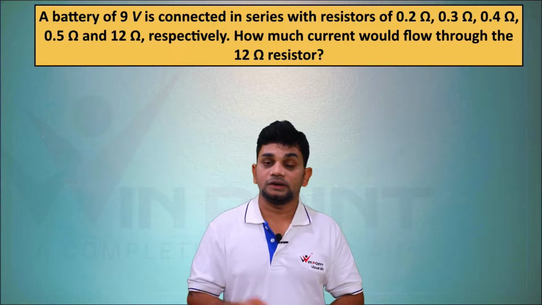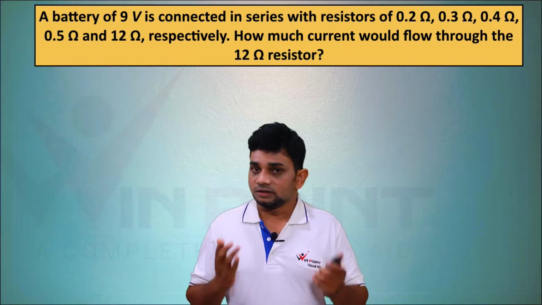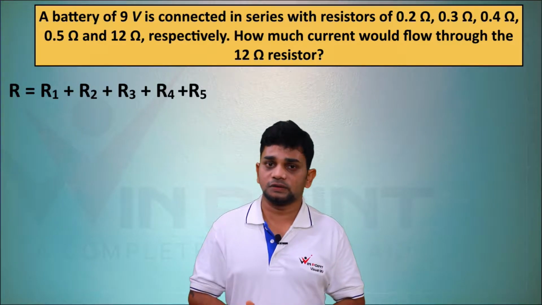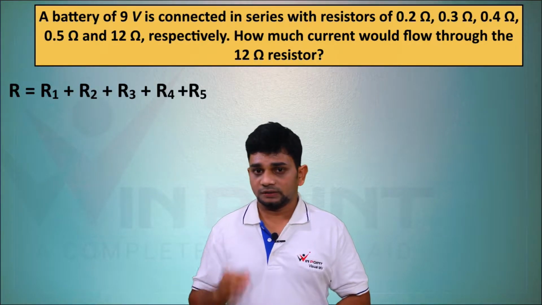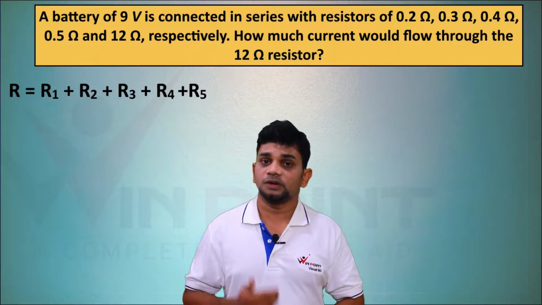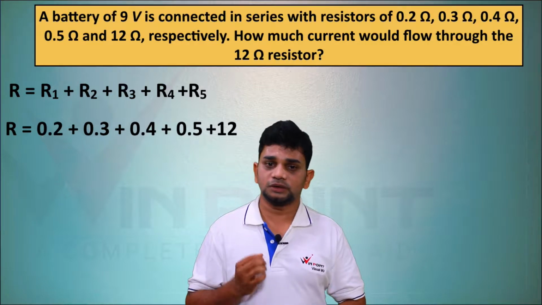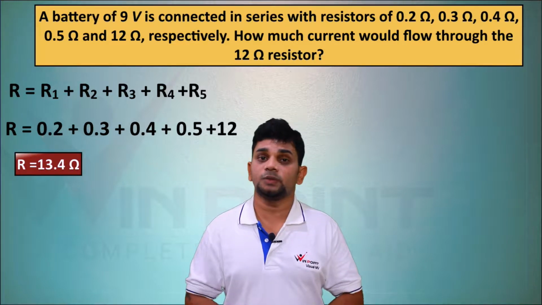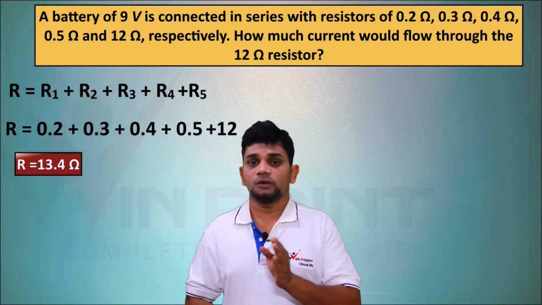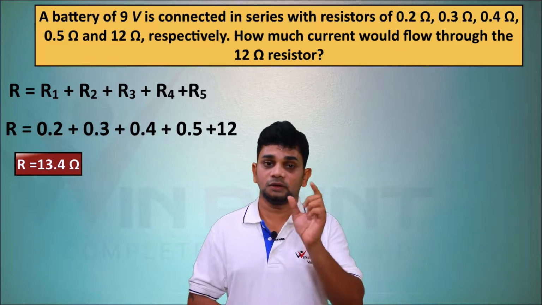So we are going to find the effective resistance. It is in series, so how can we find the effective resistance? R equal to R1 plus R2 plus R3 plus R4 plus R5. We are substituting all the values. It will be 0.2 plus 0.3 plus 0.4 plus 0.5 plus 12. It is 13.4 ohm. That is the effective resistance of this circuit.